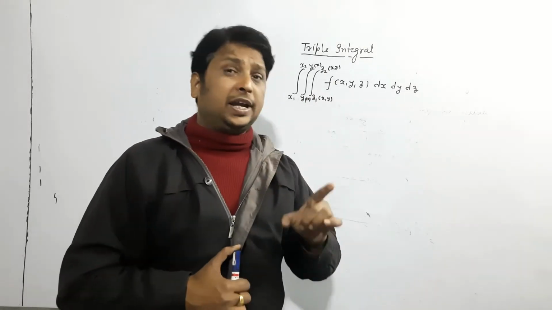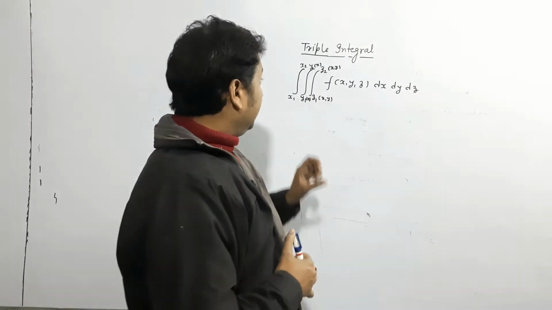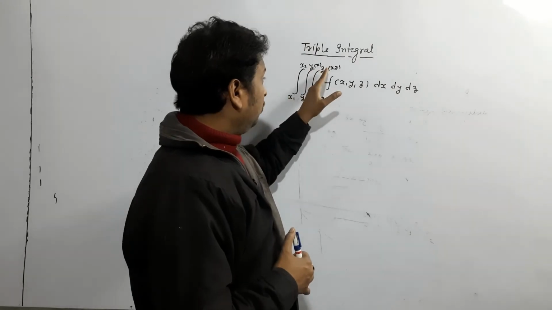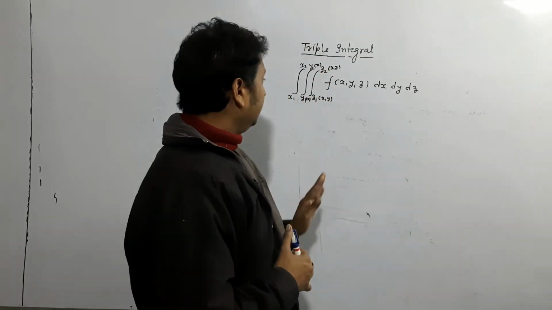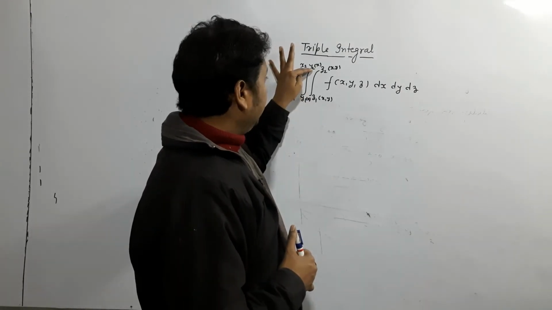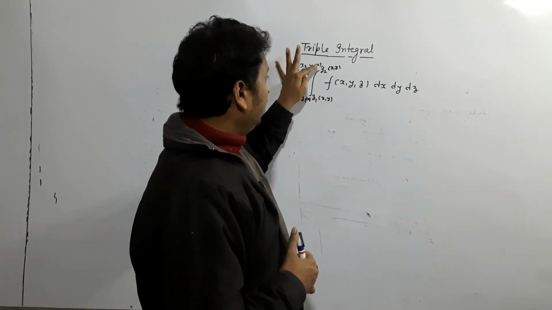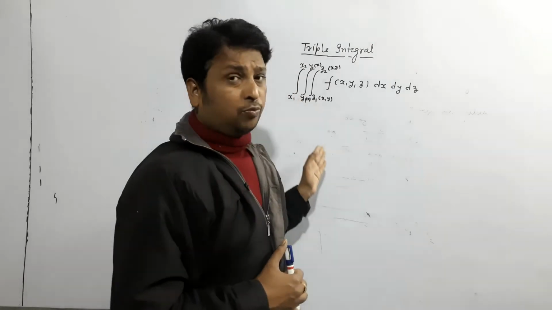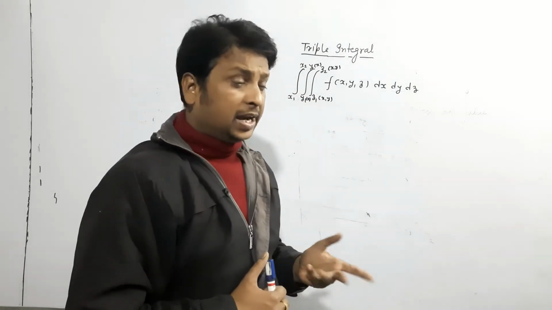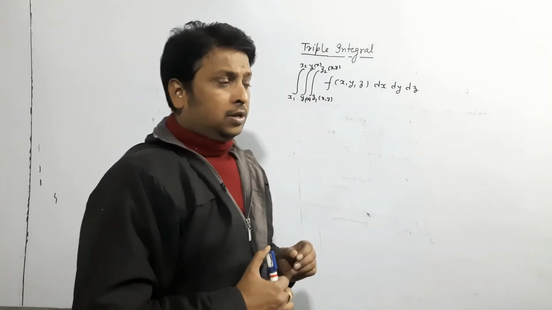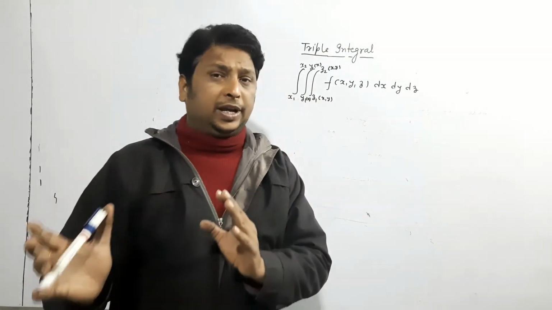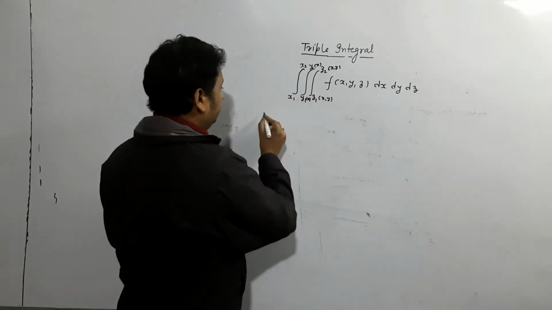It means first integrate with respect to z, then z is over. Then y1, y2 are in terms of x, so this is the y limit because z is already over. So z is over, then y is over, then put x. This is the way we integrate. Now we do one question.